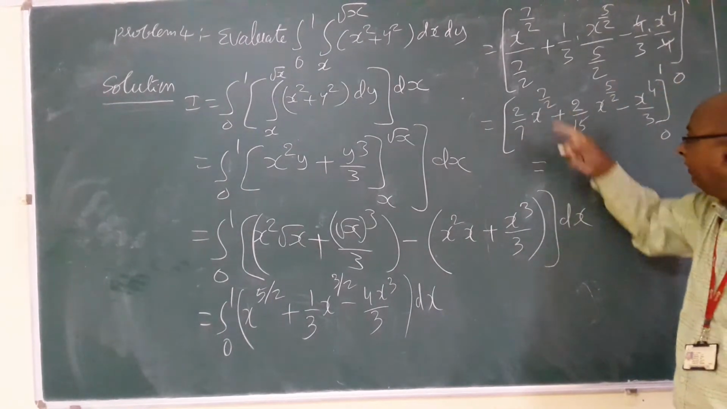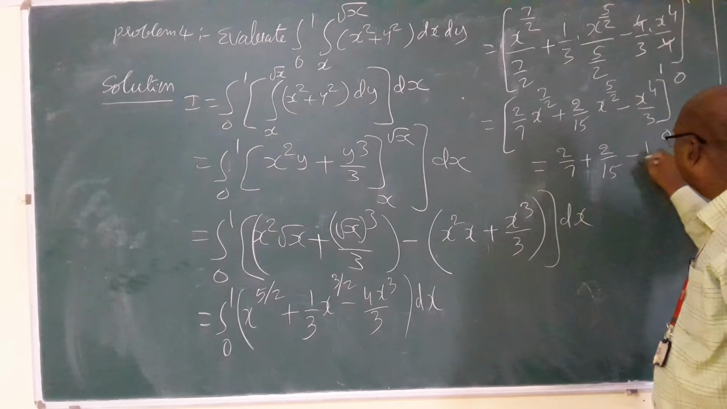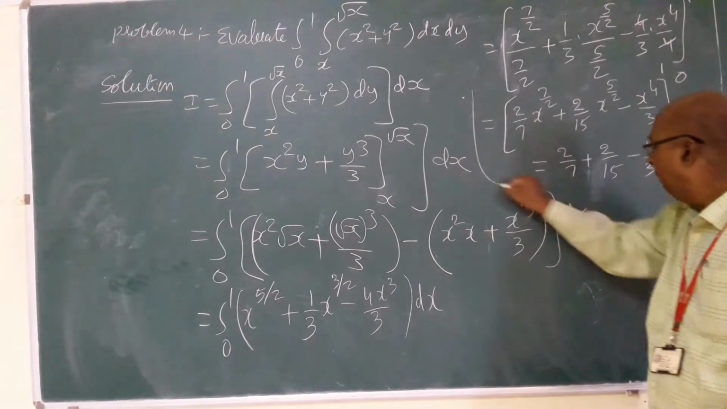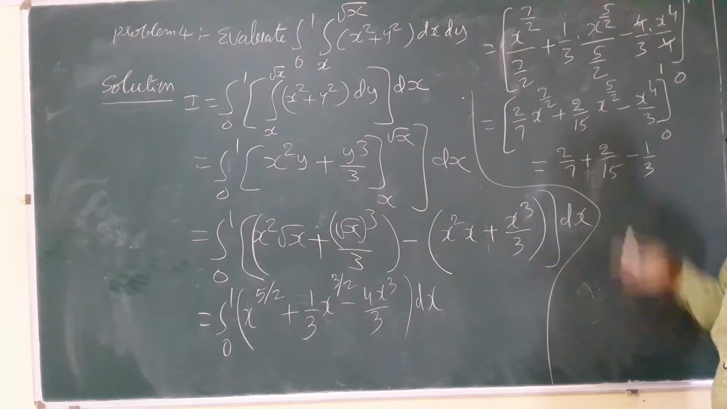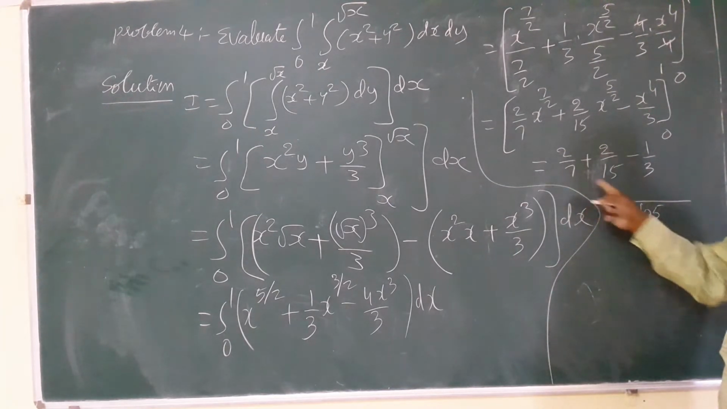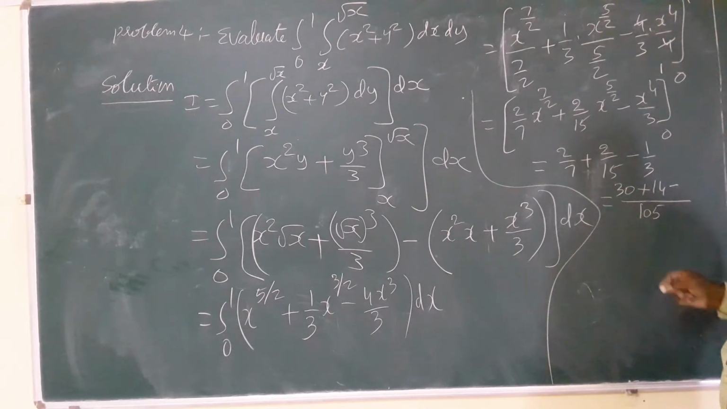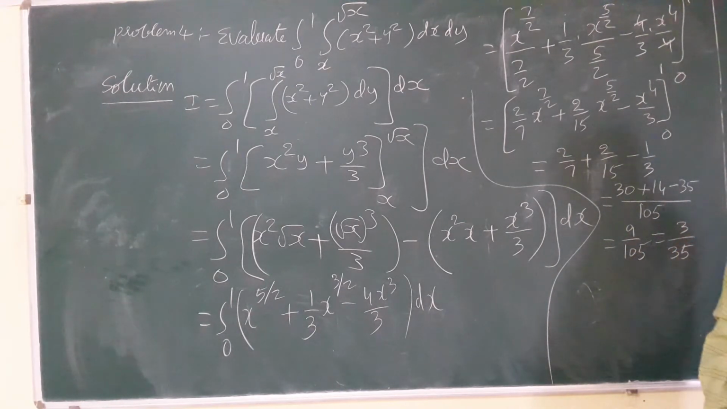Substituting 1 instead of x, we get 2 by 7 plus 2 by 15 minus 1 by 3. Substituting 0, we get 0, need not write. The LCM of 7 and 15 is 105. 15 times 2 is 30, 7 times 2 is 14, and 3 times 35 is 105. So 30 plus 14 is 44, minus 35, is 9 by 105. So 3 cancels, and 3 by 35 is your answer.